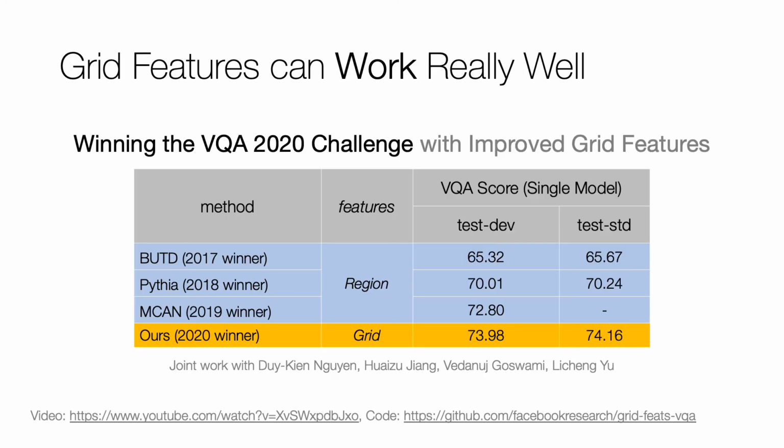We participated in this year's VQA challenge based on this finding. There, we further improved the pre-training process. For example, we completely removed the bounding box regression loss in the second stage of Fast R-CNN. Here, we are showing the results of best single model performance progressed over the years. We are pleased to find our grid features can achieve very strong results and win the VQA challenge this year. We have released all the code, pre-trained models, and grid features in the link below.